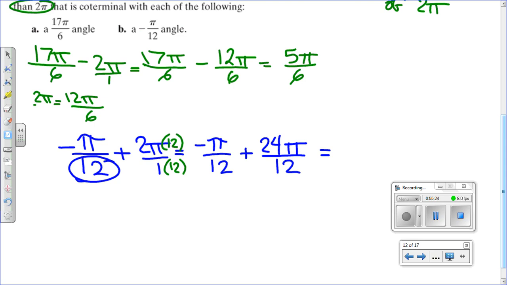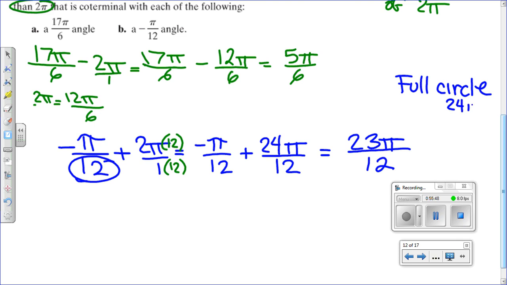Okay, and then what happens here? 24 pi minus 1 pi. How many pi's do we have? 23 over 12. Is that more or less than a circle? A full circle will be 24 pi over 12 because that is 2 pi. So this is less than a circle.